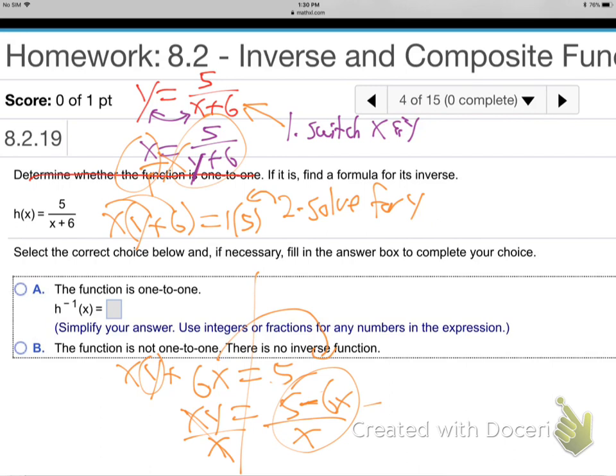Real important in this section, because otherwise you get the wrong answers on the multiple choice test, because they'll give you those options. Is that good? We good with that? Making sense how to find the inverse? You just switch x and y, solve for y. Switch x and y, get y alone. Right?